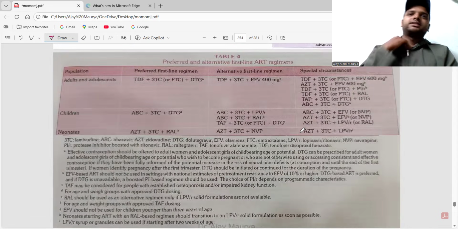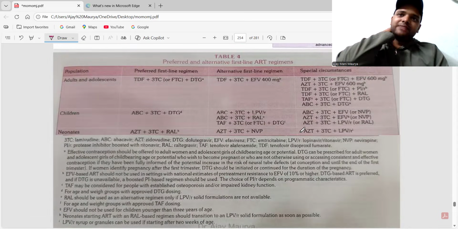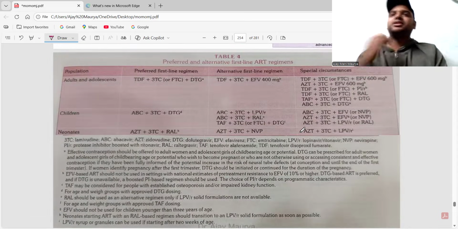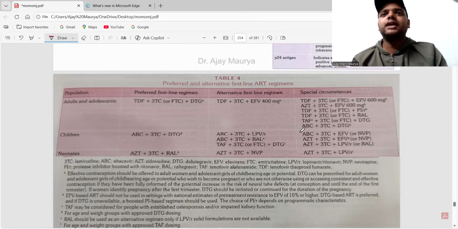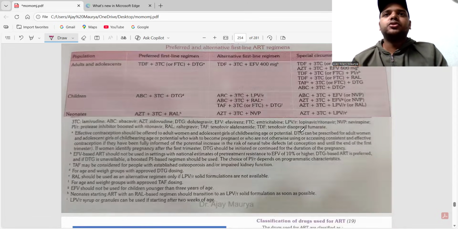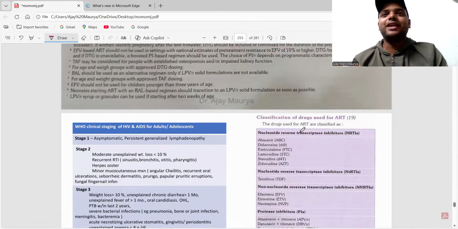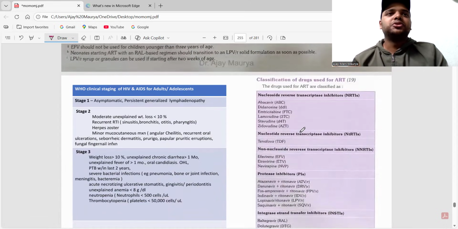Next, what are the first-line and second-line treatments? I think you guys already mastered this in your pharmacology. So this is PSM, and we're not going to talk about the treatment plan. These are the WHO clinical staging of HIV and AIDS for adults and adolescents. Stage 1, stage 2, stage 3, nothing is important here.